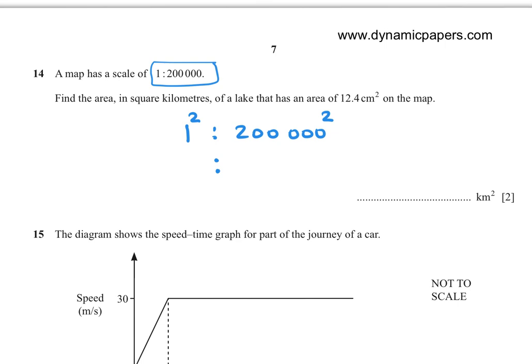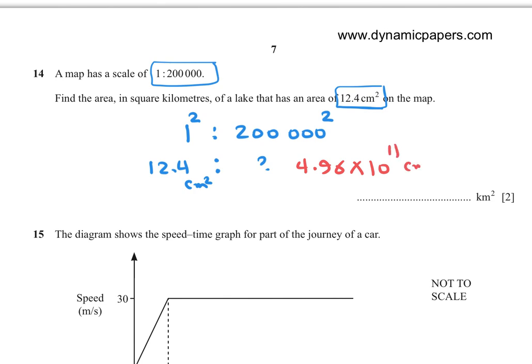The map scale is map to real. So if we have the map area at 12.4 centimeters squared, we can write 12.4 below the map, because this is map to real, so this is the map area. Now cross multiply to find the answer. This is 12.4 centimeters squared, so if we cross multiply, we get the answer in centimeters squared. Later we can convert to kilometers squared. Cross multiplying, it's 4.96 times 10 to the power of 11.